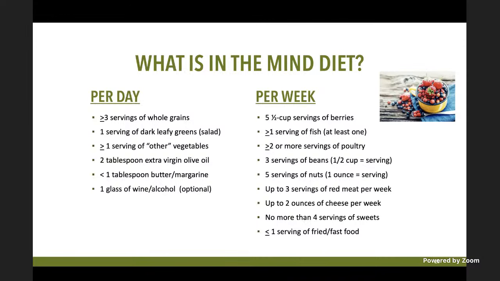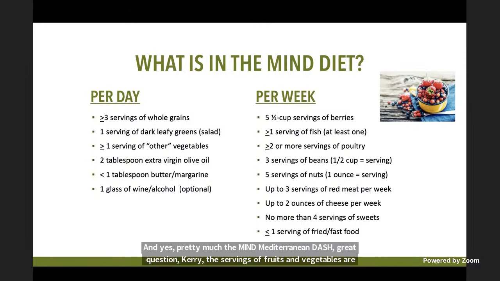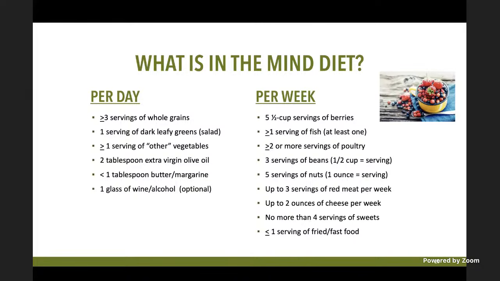Per week, they're looking at berries. 5 half-cup servings of berries. We're looking at blueberries, blackberries, strawberries, raspberries, and fresh or frozen are fine. Sometimes frozen is even better than the fresh, depending on where you live, the price, and the season that we're in.